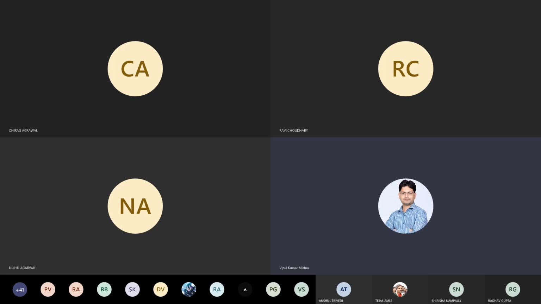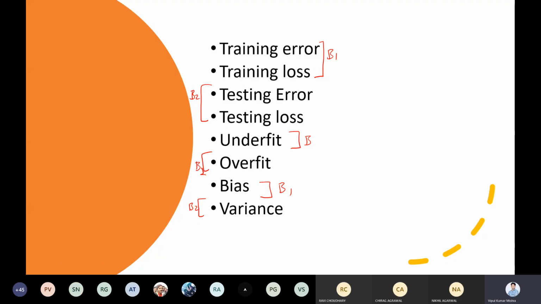Okay, so we have seen these terminologies in the last lecture: training error, training loss, testing error, testing loss, overfit, underfit, bias, variance. So if your model is not trained enough, or your training is bad, then that is an underfit problem. The major problem is underfit, meaning your training itself is not good. Sometimes it is also known as a bias problem, right?